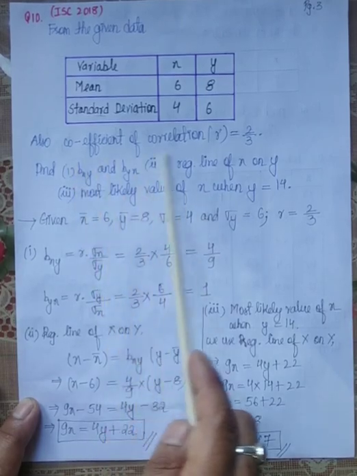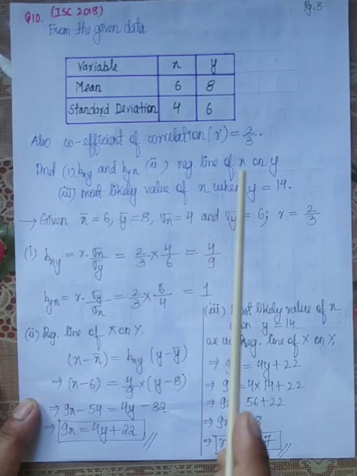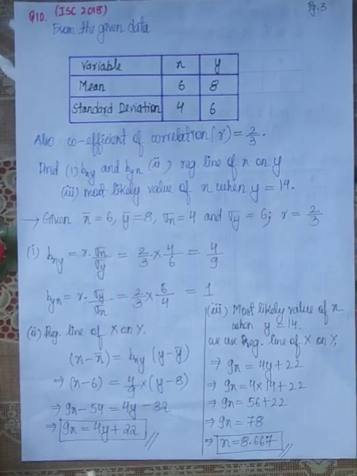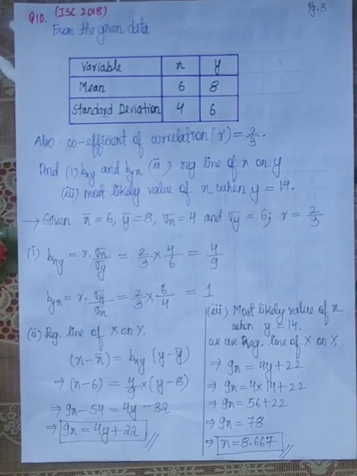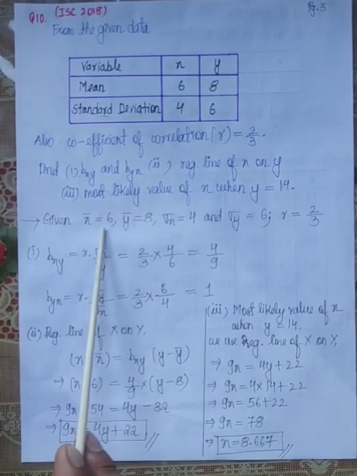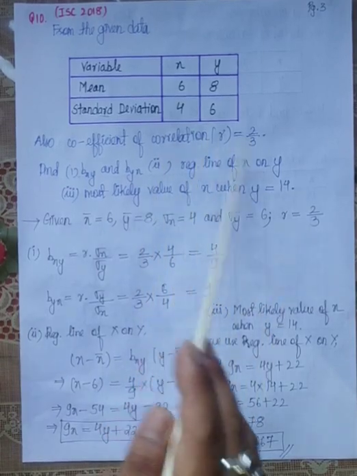Okay, also given to us is the value for r. The correlation coefficient is 2 by 3. So everything is given to us. In fact, it is similar to the previous question. That's why I've chosen this question, so that it becomes very easy for you to understand, right? So list out the given things. X bar is 6, y bar is 8, sigma x 4, sigma y 6, and r is 2 by 3.